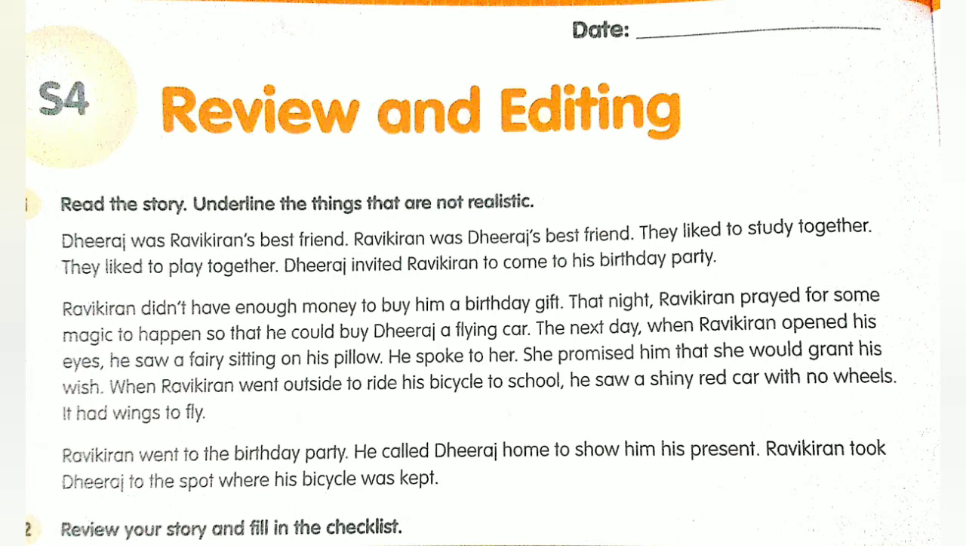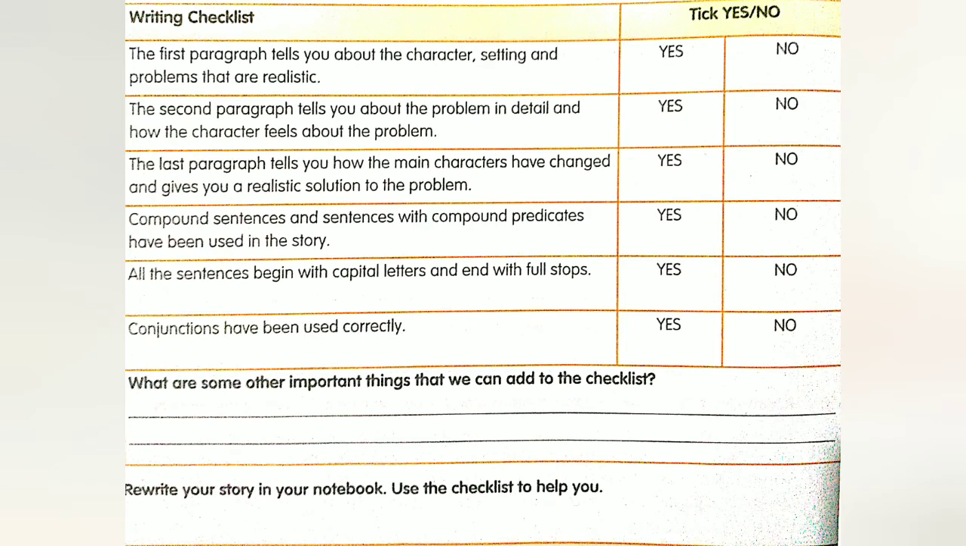Next question. Review your story and fill in the checklist. The first paragraph tells you about the character, setting and problems that are realistic. The second paragraph tells you about the problem in detail and how the character feels about the problem. The last paragraph tells you how the main characters have changed and gives you a realistic solution to the problem.